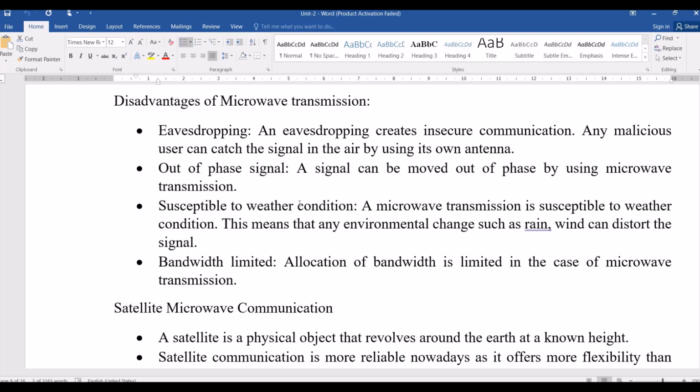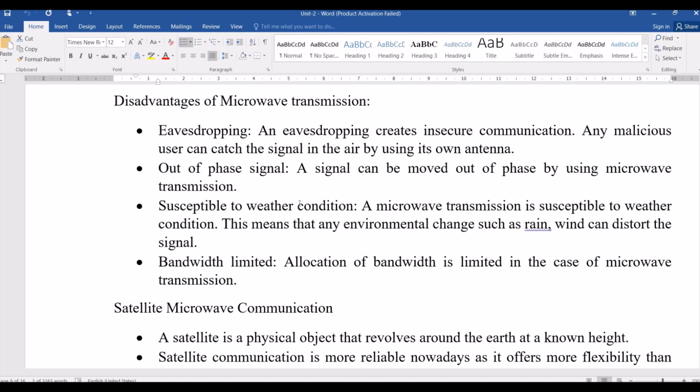Out-of-phase signals: signals can be moved out of phase in microwave transmission. If the transmission length from source to destination is very long, there can be a mismatch of line of sight, so the signals can go out of phase and may not point at the receiver. It is also susceptible to weather conditions. Water drops, droplets or other weather conditions can add noise or distort the signals.